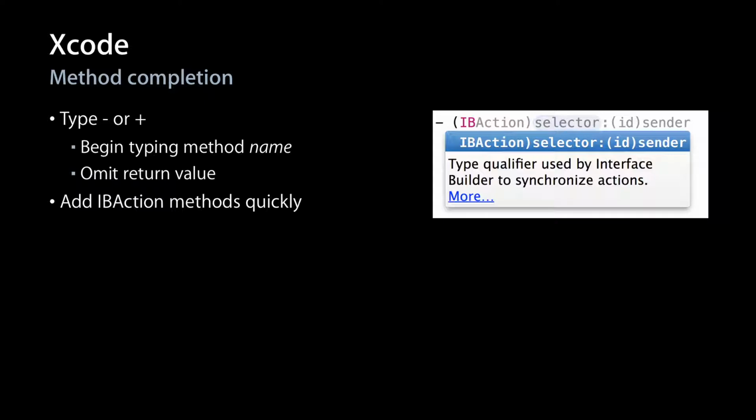Now, one place that you would type the return value is if you want to add a default action method. For example, if you're connecting a button to a class and you want to add a new selector that that button is going to call, in that case, you might do what's shown here, where you type dash open parentheses IBA as if you were typing IB action, and then Xcode will complete that to the default action selector. So that's our first tip. That's kind of about the size of each of these.